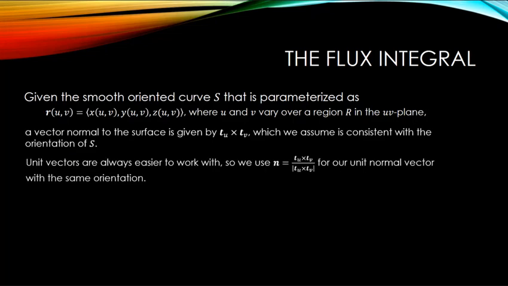Unit vectors are always easier to work with, so I'm going to use n equal to t sub u cross t sub v divided by the magnitude of t sub u cross t sub v for our unit normal vector with the same orientation.